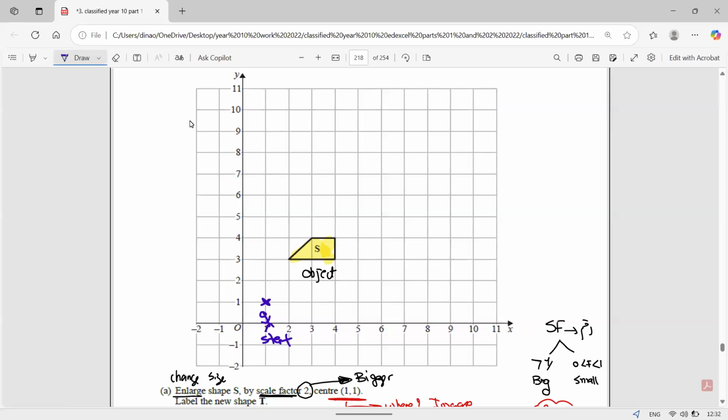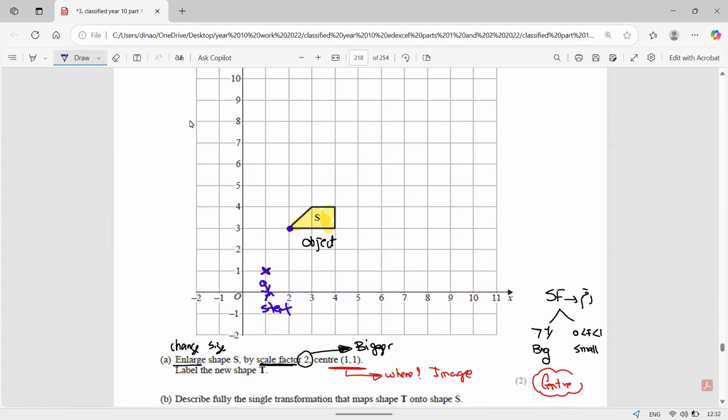Step number 2, pick any point that you want on the object. Any point that you want. This is just a totally random selection. Step 3, count the squares from the center to the point, horizontally and vertically.